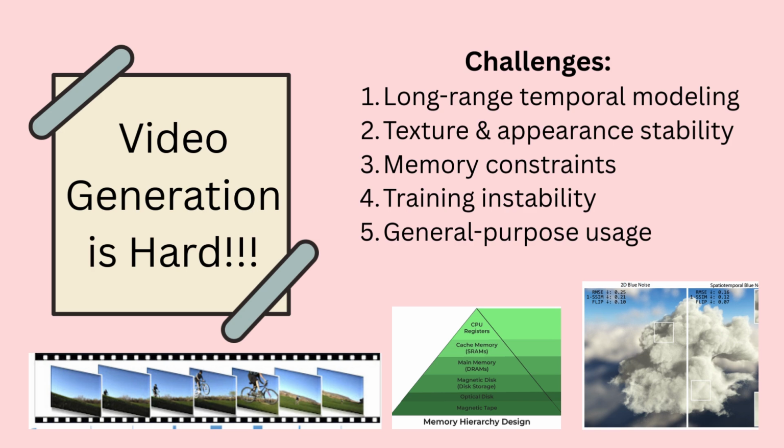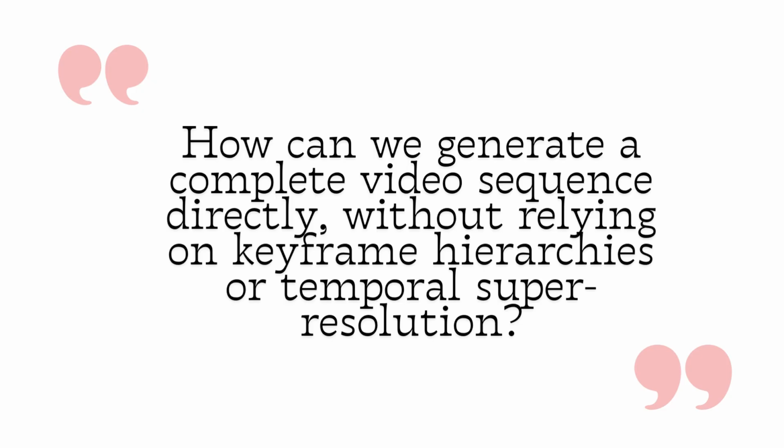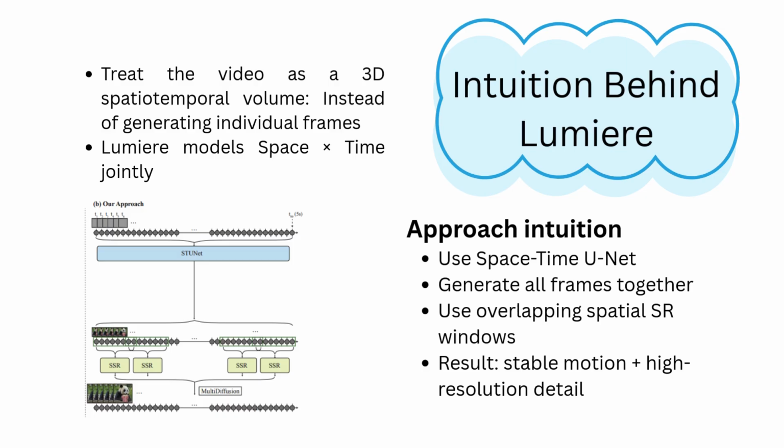Now let's talk about the question for this. How can we generate a complete video sequence directly without relying on keyframe hierarchies or temporal super resolution? And this is what this paper wants to tackle. So, the intuition behind Lumiere is actually quite elegant. Instead of thinking of video as a sequence of frames, Lumiere treats it as a spatio-temporal 3D volume. Imagine a video cube where the axes are height, width, and time. If you adopt this perspective, then the natural thing to do is to extend the 2D UNet architecture into 3D, so that it can downsample and upsample not only spatially but also temporally.